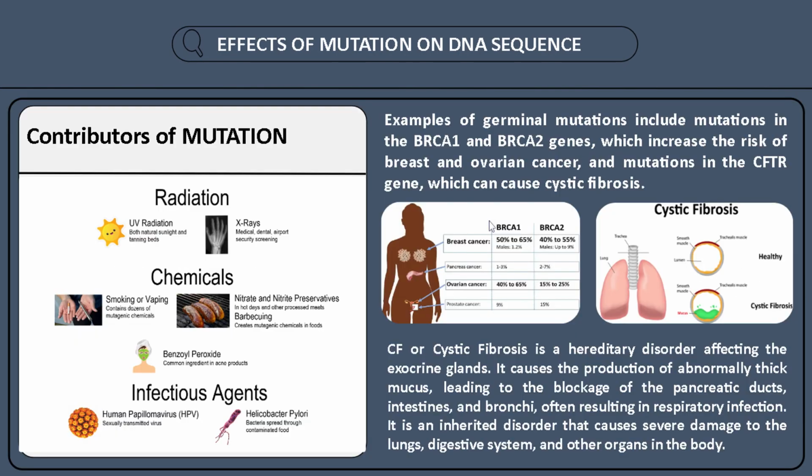Class, here are some examples of point mutations or somatic mutations. Here are the examples: radiation, coming from ultraviolet rays and X-rays. For chemicals, we have smoking and vaping. Another one is from foods, from preservatives.